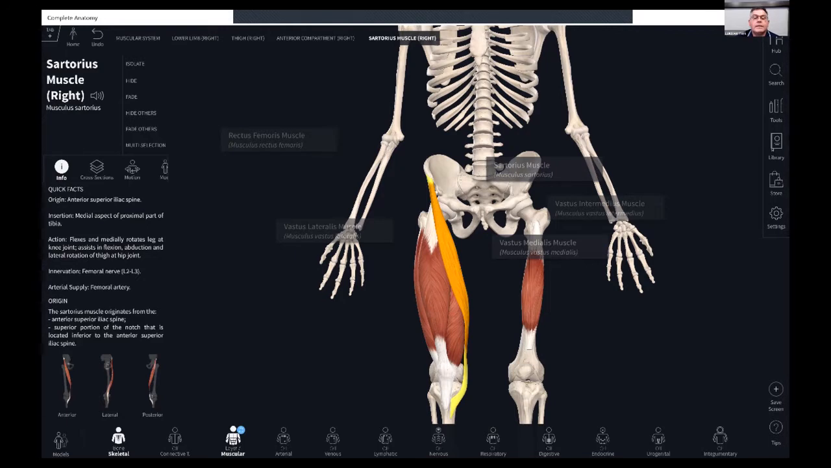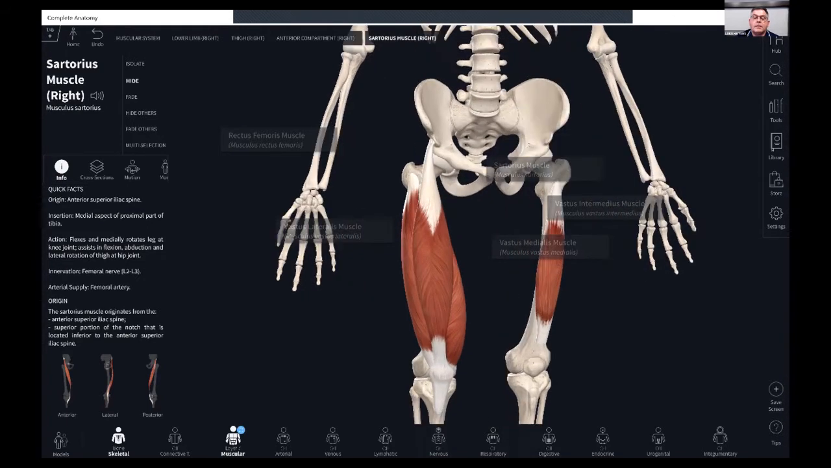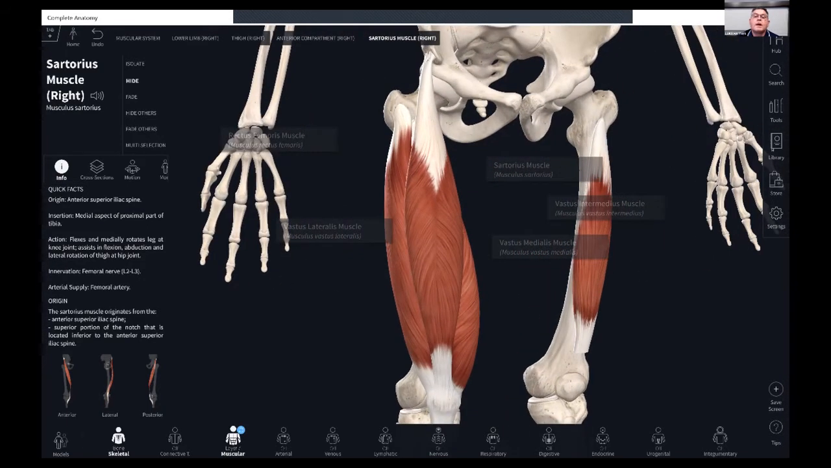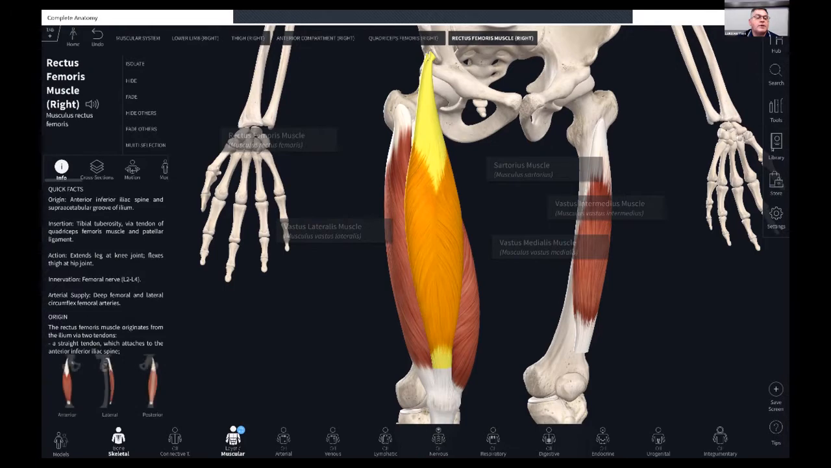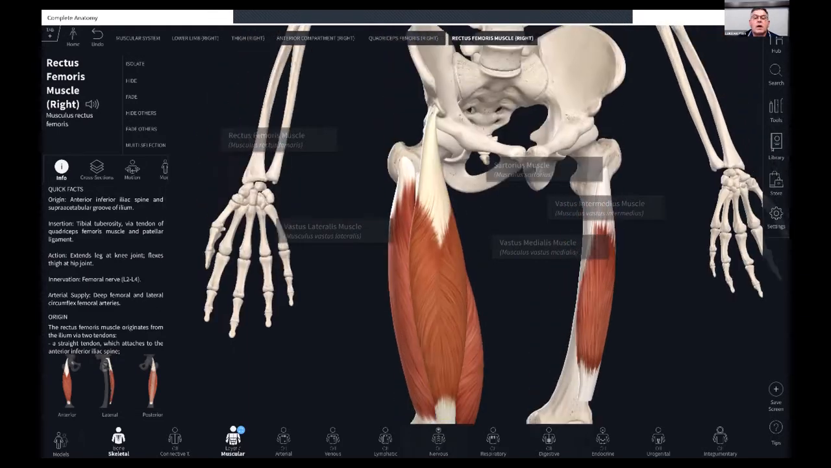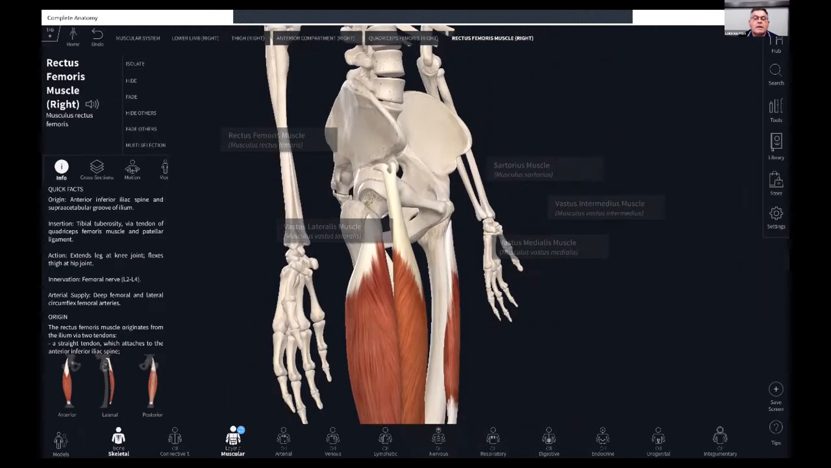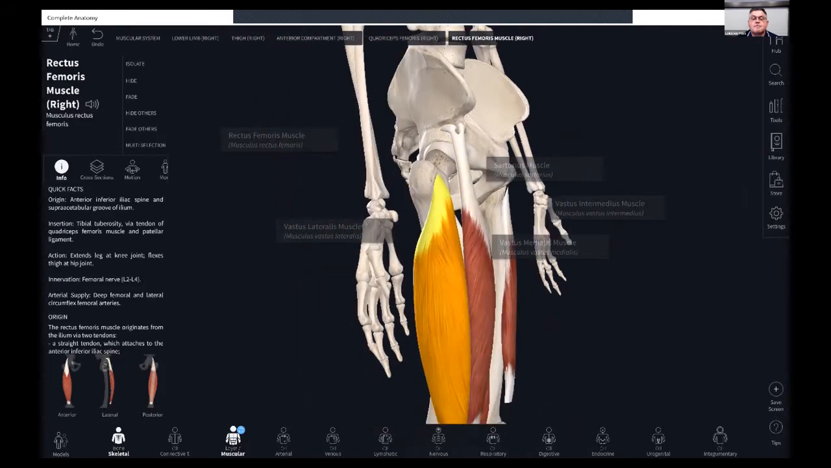We'll hide that. And again, we've already looked at the muscles of the thigh. Rectus femoris originates from the anterior inferior iliac spine and the supraacetabular groove of the ilium, and inserts into the tibial tuberosity via the patellar ligament. It extends the leg at the knee joint. And because it crosses the hip joint, it flexes the thigh at the hip joint, and it's innervated through the femoral nerve.